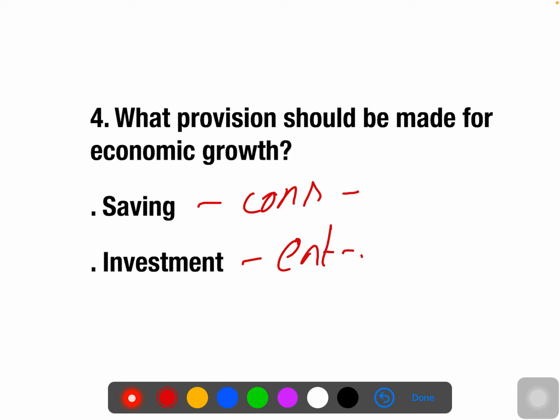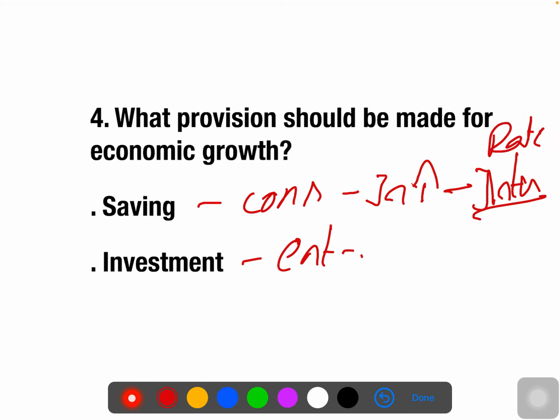Now just imagine consumer saving is increasing. Why will consumer saving increase? Because his income is increasing, and if he is getting a higher interest rate for it, then definitely he is going to save more and more money. So if his income is increasing and the interest rate on the money he saves is more, in that case the consumer is going to save more money.